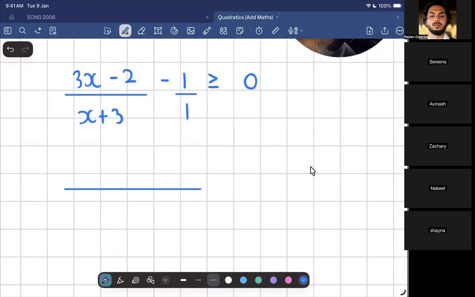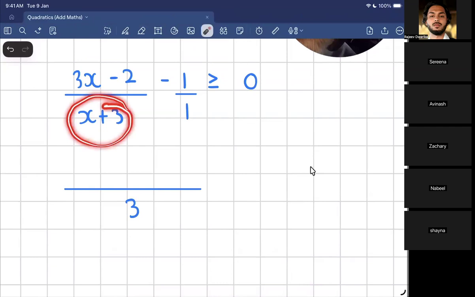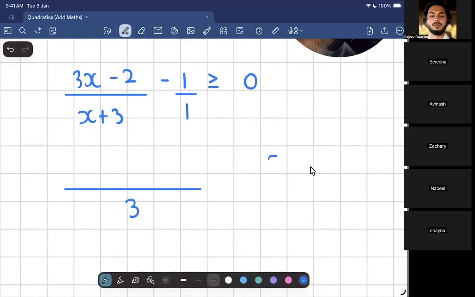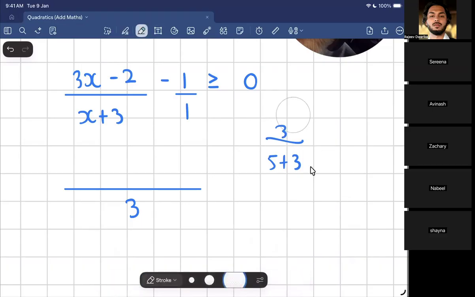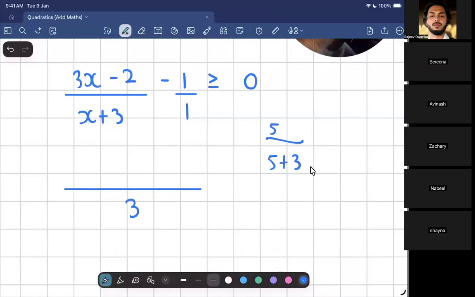3. Nah, if you put 3 over here, could x plus 3 go into 3? The answer is no. Let me give you an example. If we had something like 5 plus 3, could 5 plus 3 go into 3? No, because 5 plus 3 is actually more than 3. But could 5 plus 3 go into 5 plus 3? Yeah. How many times? 1 time.